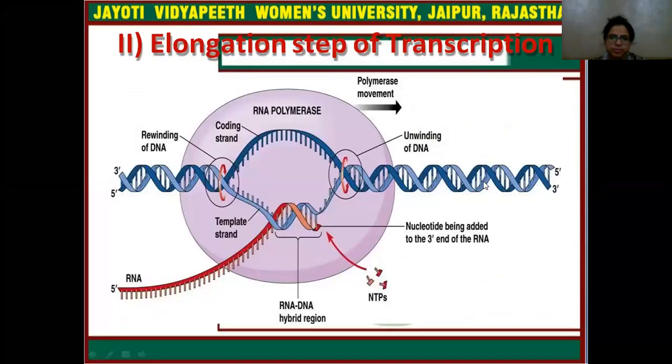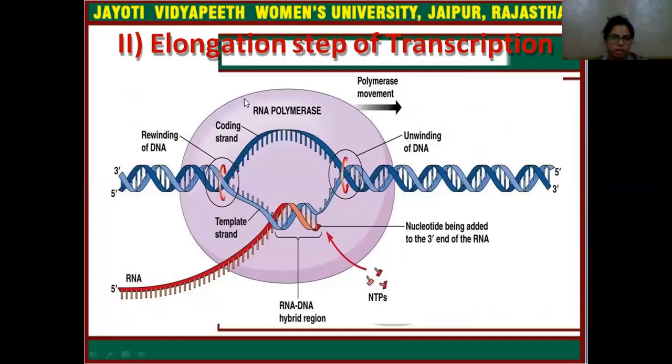The third step in the elongation process is that the base pairing rule is followed during the incorporation of the ribonucleotide, meaning the ribonucleotide must be complementary to its template strand of the DNA. To understand the elongation process, you can simply see the diagrammatic representation.